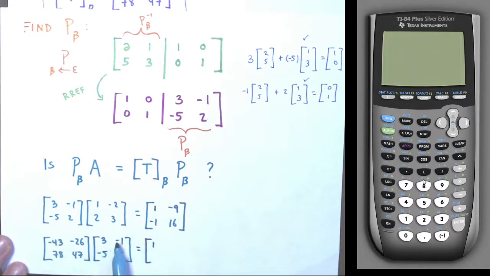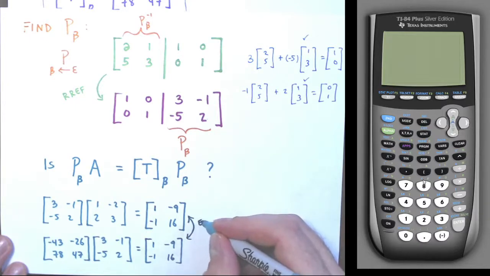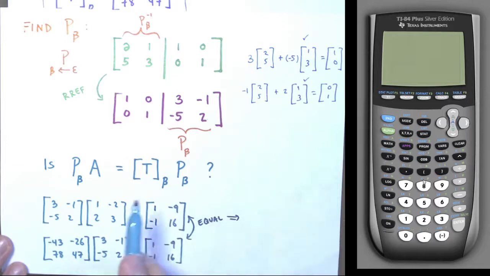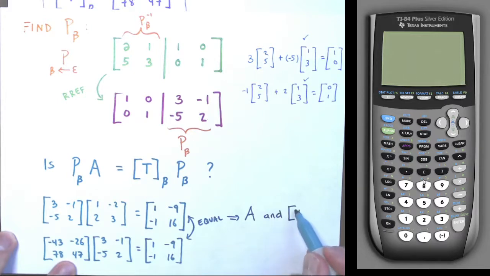Then 43 minus 52, negative 9. Amazing. So far they're good. Then 234 minus 235, negative 1. Wow. Looking great. And then negative 78 plus 94, 16. Amazing. I mean, they should have been equal, but look at that. So that tells me that A and this matrix representation of the operator with respect to B are similar.